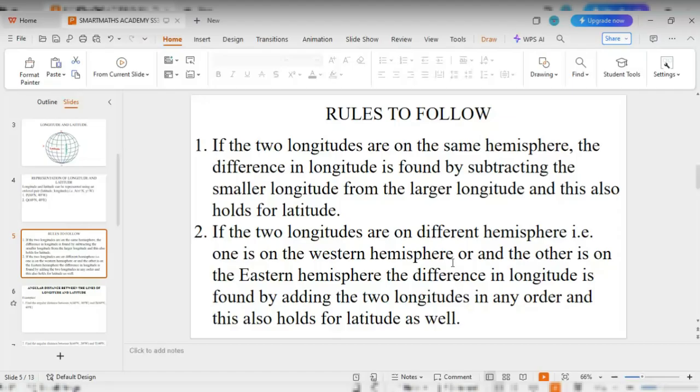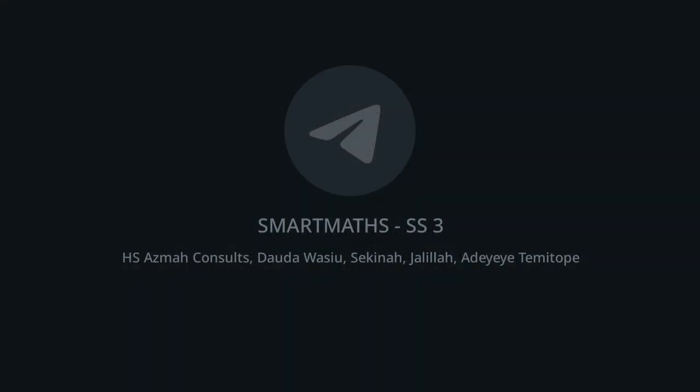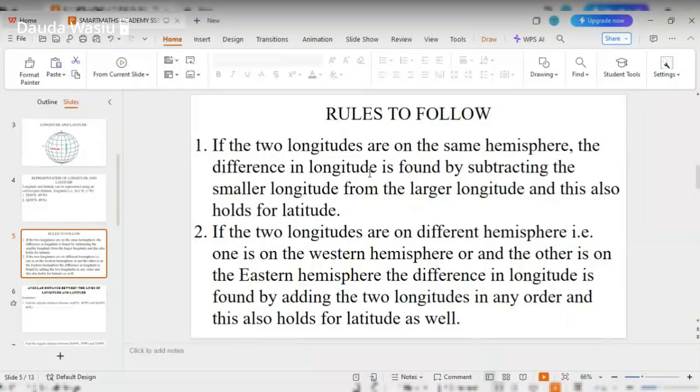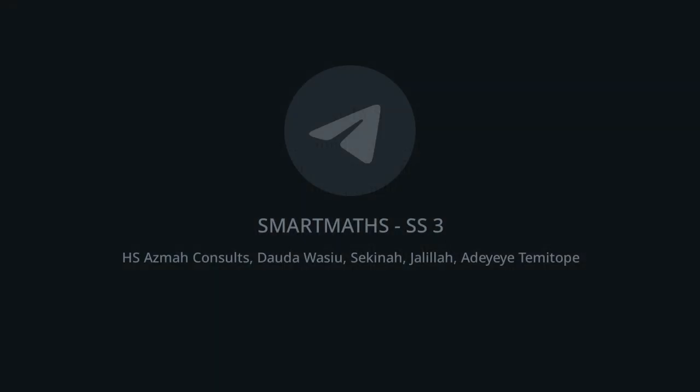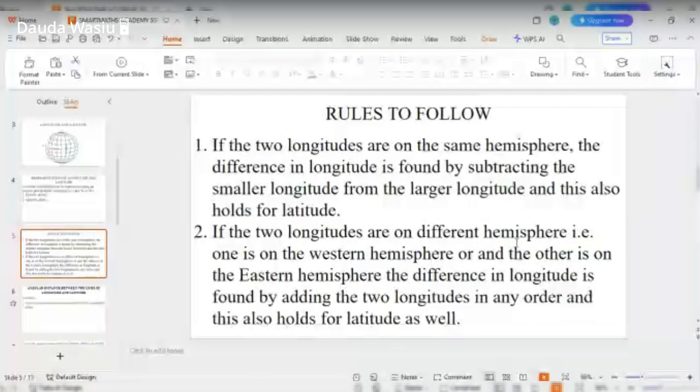This rule is very, very important. The summary is, if you have two longitudes that fall on the same side, you subtract. If it is east-east or west-west, you subtract the smaller one from the bigger one. The same thing holds for latitude. You can have latitudes that fall on the same side of the equator, that is, north-north or south-south. You subtract the smaller one from the bigger one. But if you have two longitudes that are on different sides, you add.